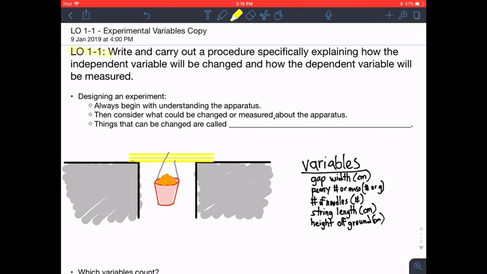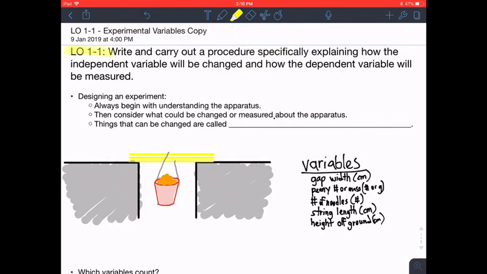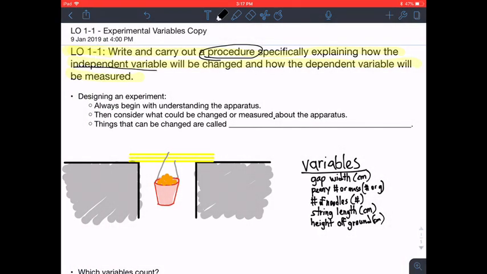So basically, each learning objective in this class is going to have a quick little note section that you're going to be filling out on Notability. You'll watch these videos and then you'll go back and add in the information that I'm giving you about each learning objective. Our first learning objective, LO1-1, is about writing a procedure. So you can see right here, it says write and carry out a procedure, specifically explaining how the independent variable will be changed and how the dependent variable will be measured.